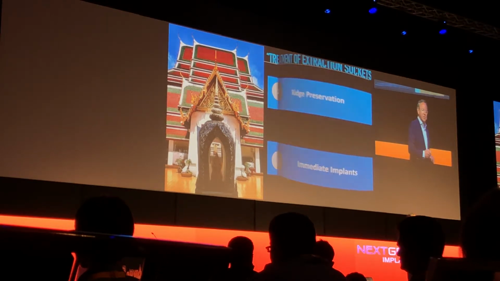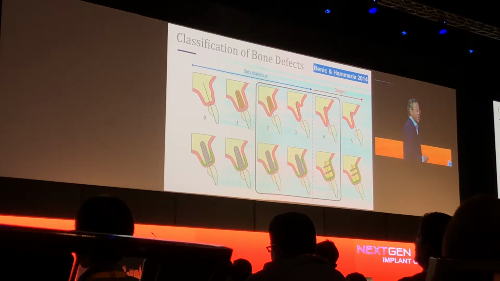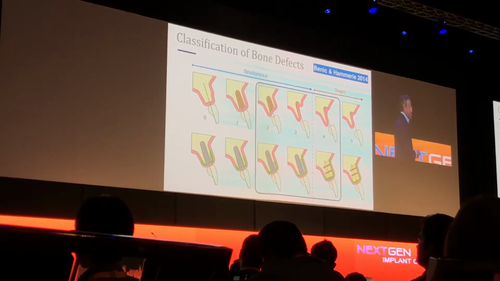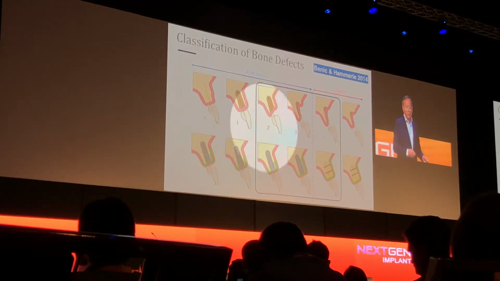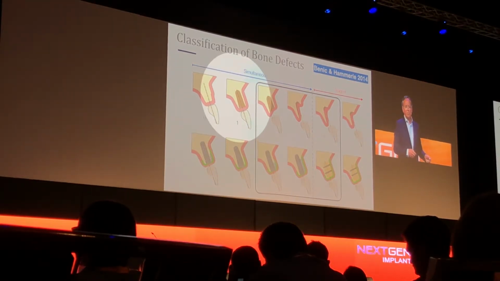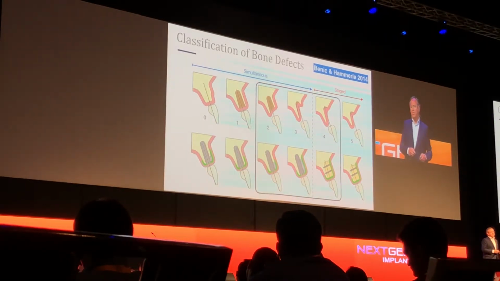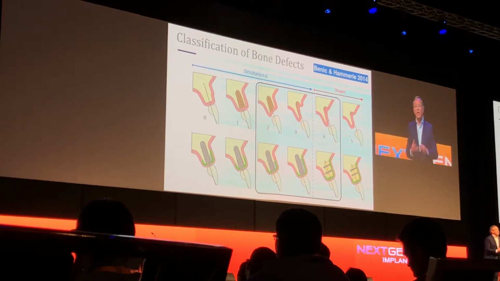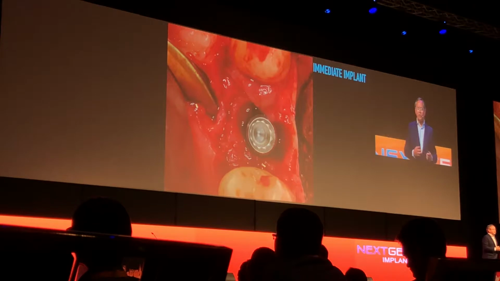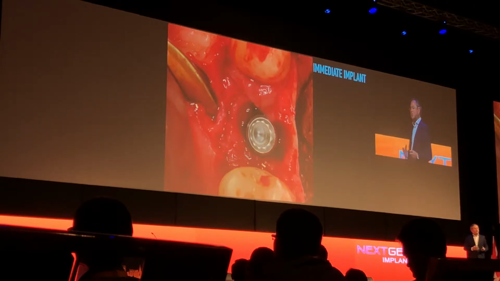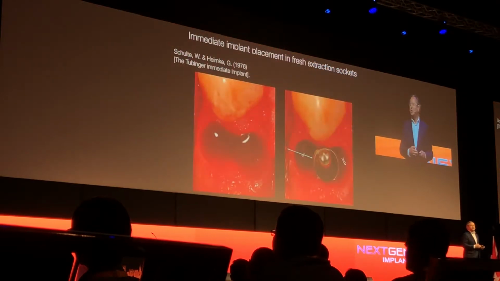So let's make the second decision. I'm going to basically do an immediate implant. And of course, to do an immediate implant, I need to have intact socket walls, because if I don't have intact socket walls, I am going to lose much more than I am going to gain. So in these situations, it is crucial to me to have the intact socket, that I can place my implant in the best possible position.